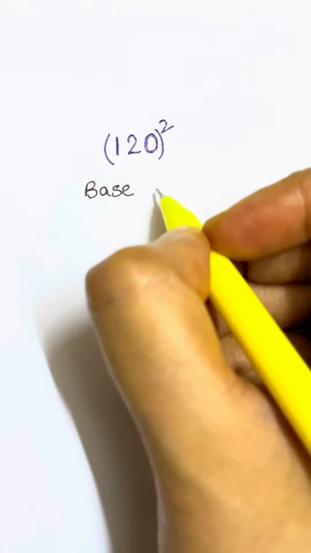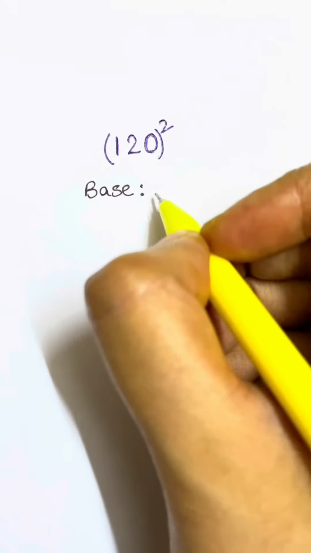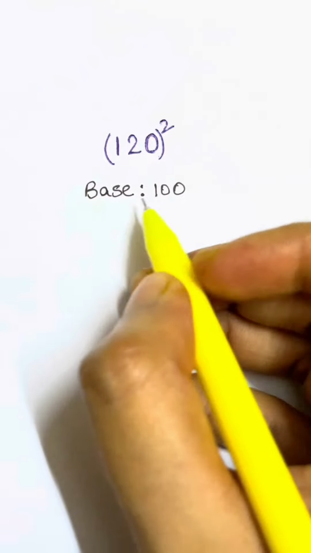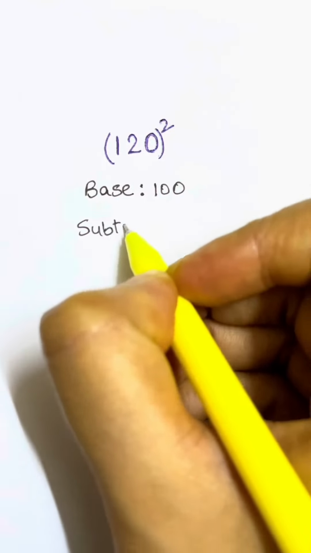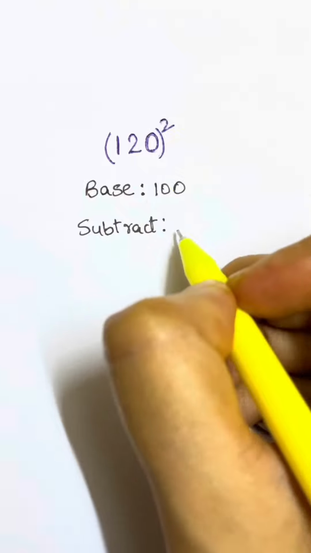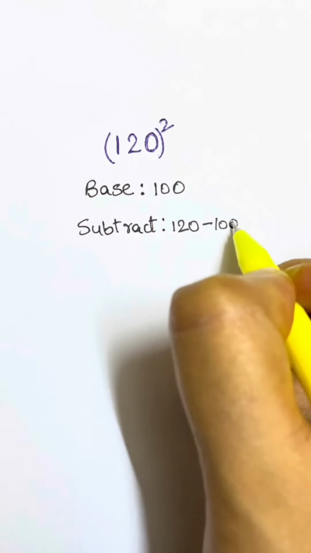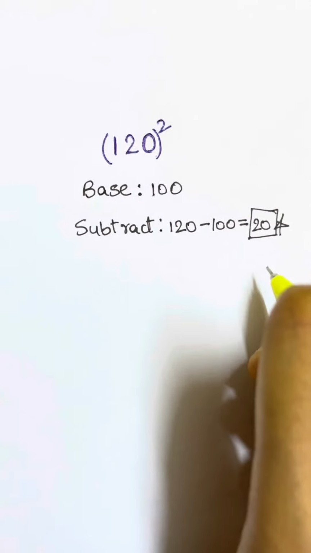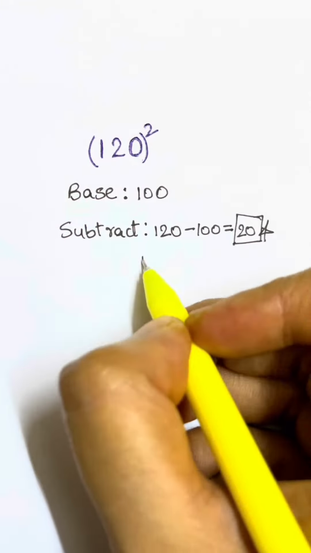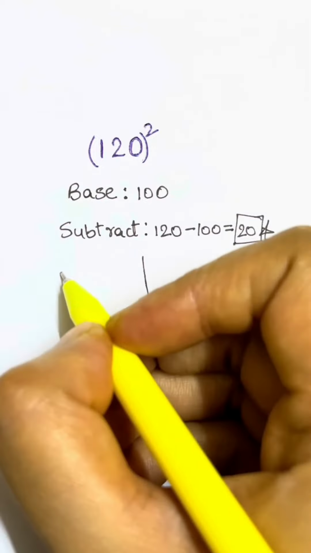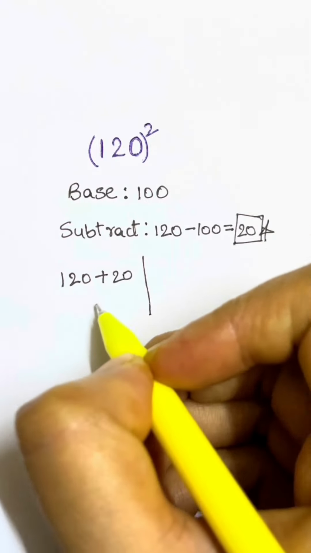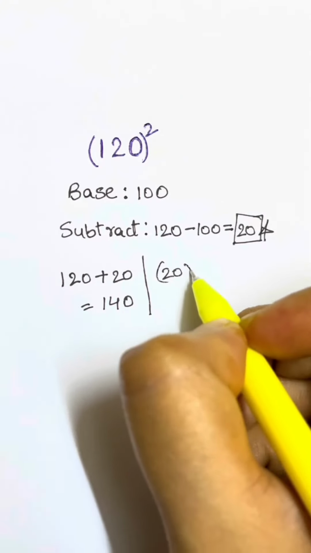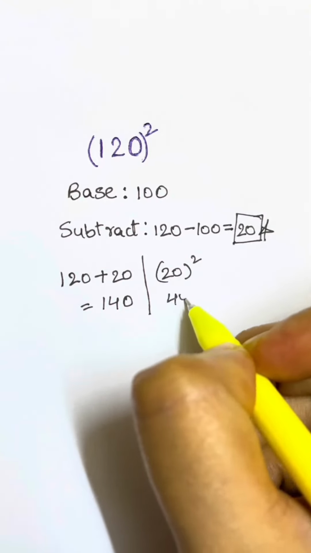So we choose a base, that is powers of 10 or multiples of 10 which is nearer to the squared number, and that is 100. Now we subtract the base from the squared number, that is 120 minus 100. So we get 20, and that's a very important part of the answer. So now we are going to divide the answer in two halves, and the left hand side will be the sum of the squared number and the difference of the squared number and the base, that is 120 plus 20, that is 140. Now we square the number 20 on the right, that is 400.